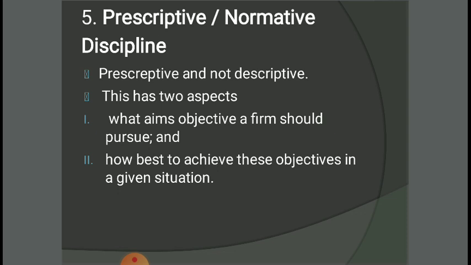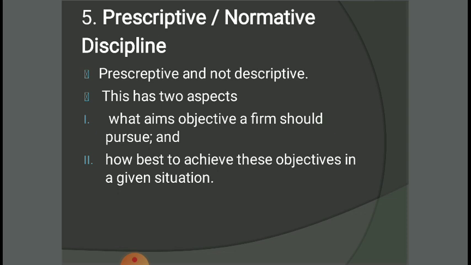First is what aims and objectives a firm should pursue. It is not that the organization's objective is to earn 1 lakh, but ME says the organization's objective is that the firm should earn 2 lakh this month. You must target higher than your capacity. Second is how best to achieve this objective in a given situation.